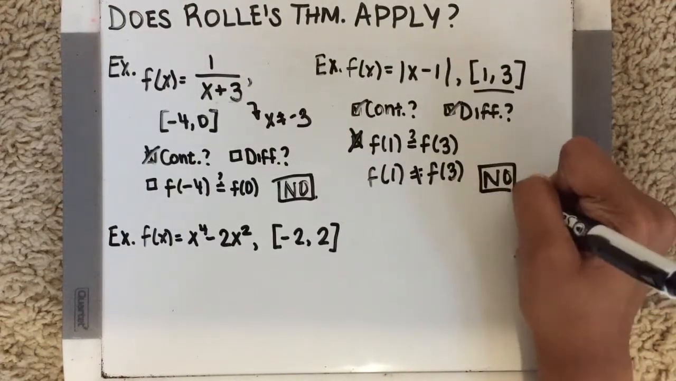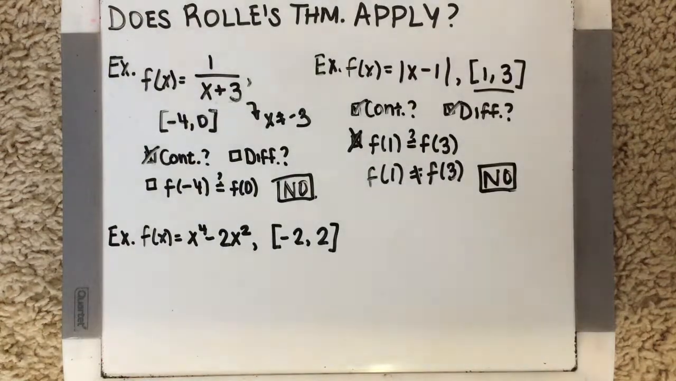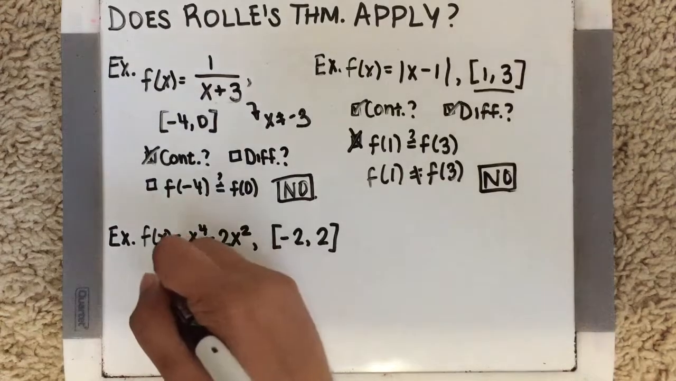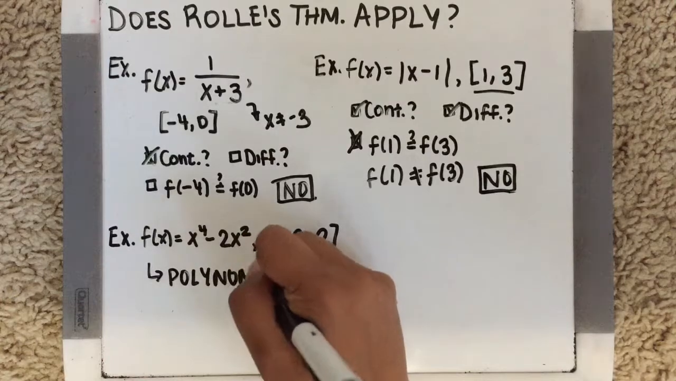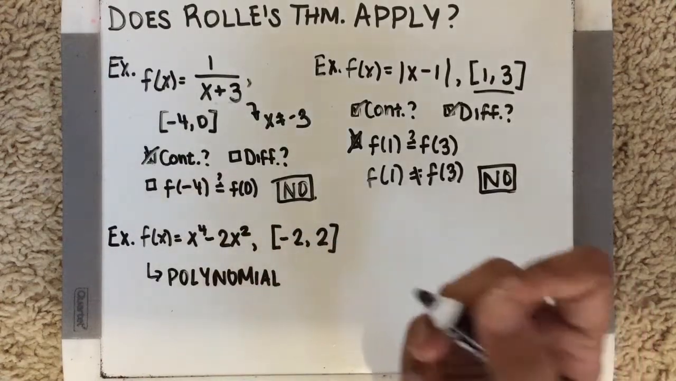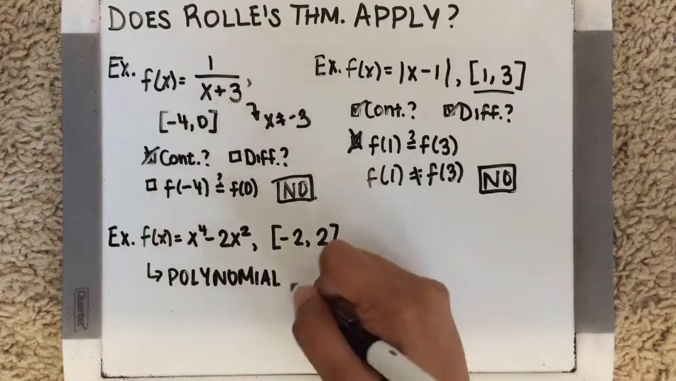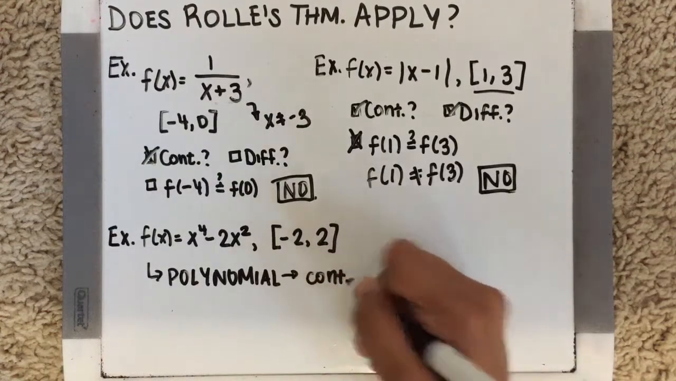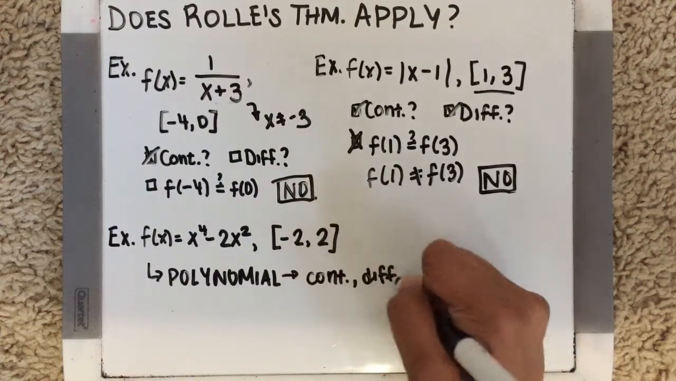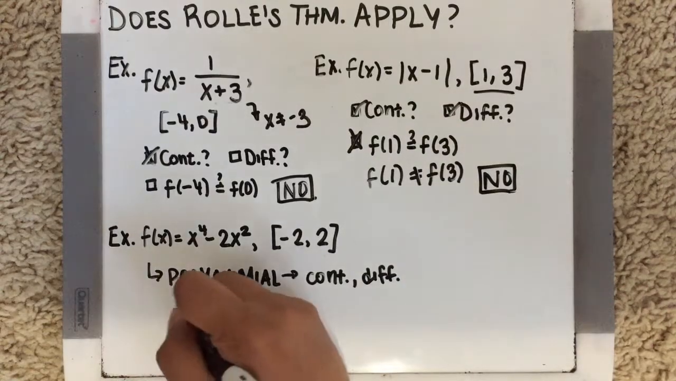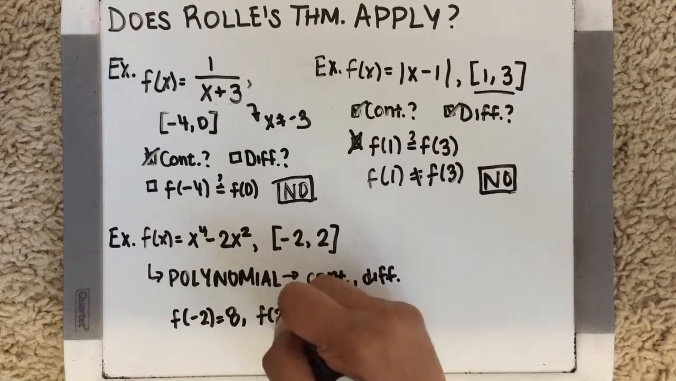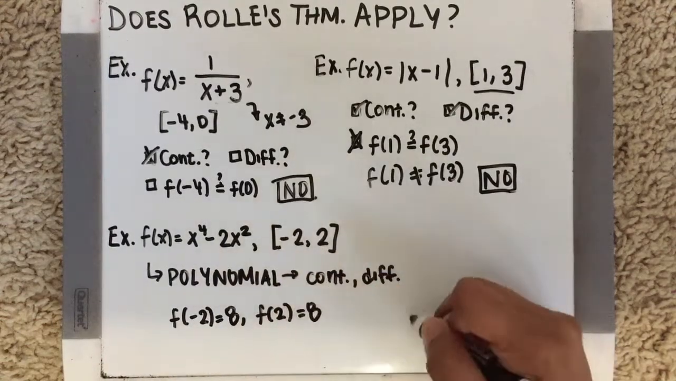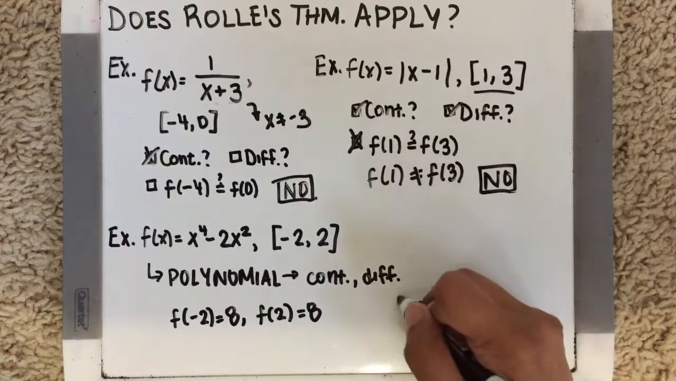In the third example, we can see that since this function is a polynomial, that makes it automatically continuous. This is a property of polynomials that's useful in the future. This polynomial is also automatically differentiable. Now we must check the endpoints to make sure it satisfies the third criteria. F of -2 equals 8, and f of 2 also equals 8, making f of a equal to f of b. Therefore, Rolle's theorem does apply.